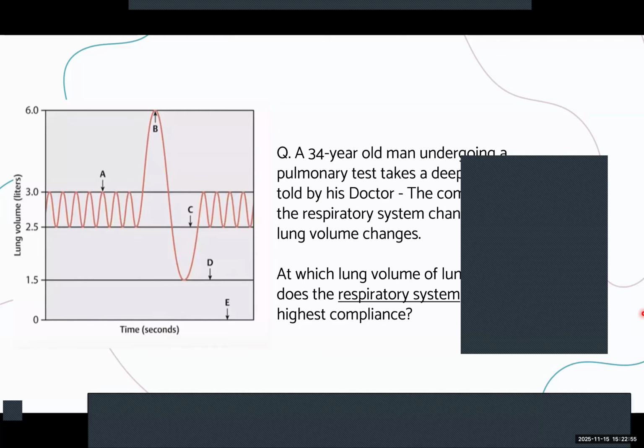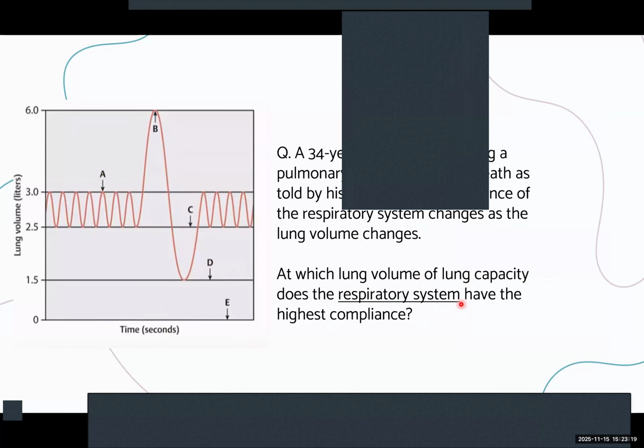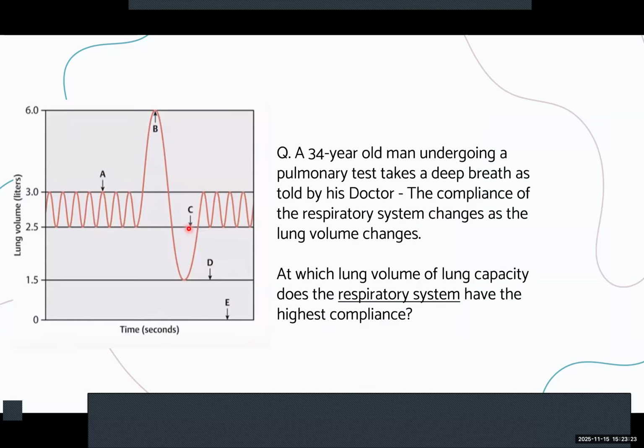I hope this is clear. Okay, that's good to hear. Alhamdulillah. Okay, let's move on to the next question. So if you got this exam, do put no. If they're asking about highest compliance, you're supposed to put A. But if they ask you FRC, you're supposed to put C. Since the question is asking at which lung volume of lung capacity does the respiratory system have the highest compliance? Yep. Okay, I hope that's clear. Sorry for the confusion. My bad.